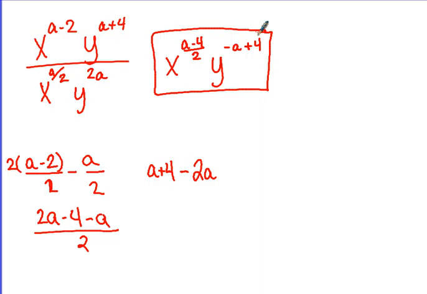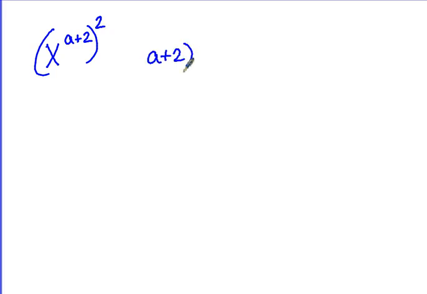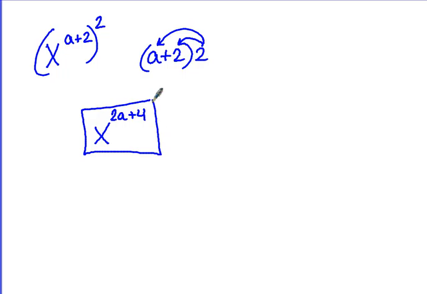That is for powers of like bases. Let's look at a couple problems where we are dealing with a power raised to a power. We have x to the a plus 2, and we're going to raise all of this to the second power. So we're really multiplying a plus 2 times 2. We're just going to use the distributive property. Our base stays the same. 2 times a gives me 2a, 2 times 2 gives me 4. So I now have x to the 2a plus 4. We just multiplied our two exponents.